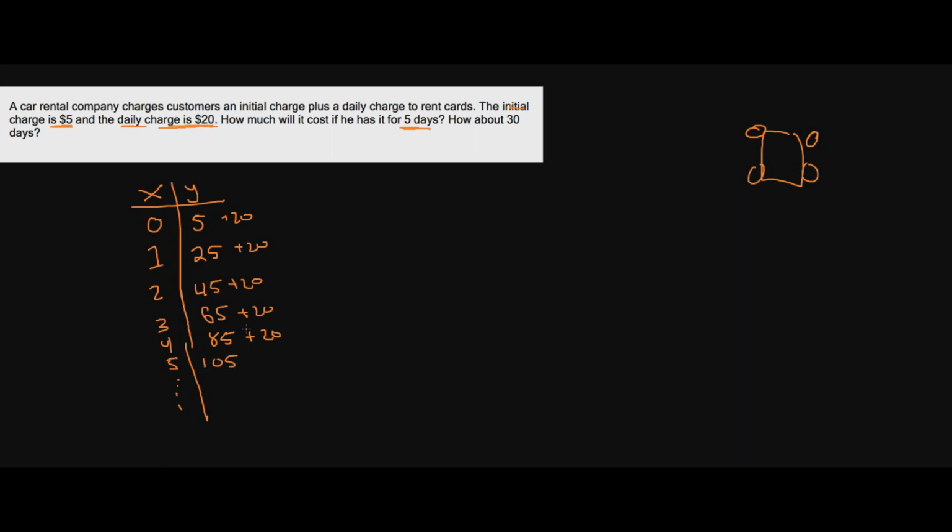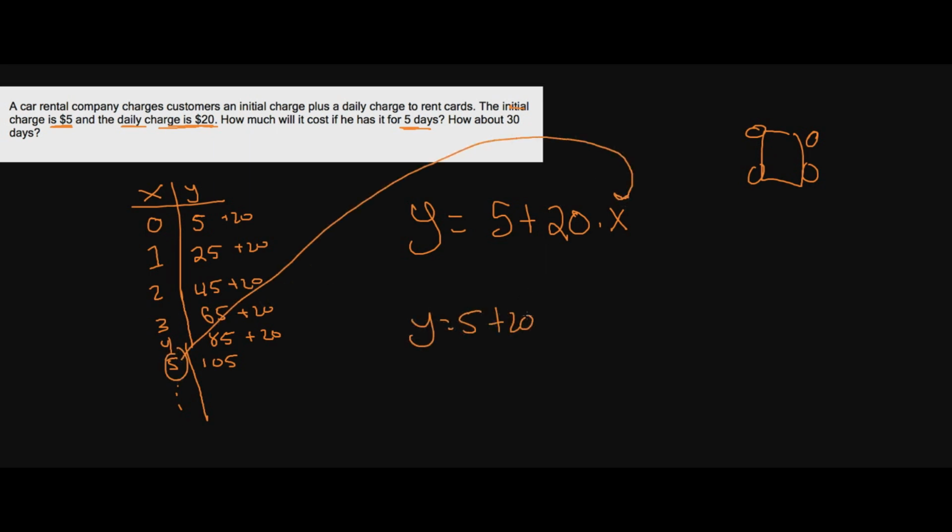Okay, but we can write an equation for this. We'll do y is equal to, how much did it initially charge? Well, $5 plus, and how much are we changing by? Well, the daily charge is 20. So plus 20 times X. And that makes sense, right? Imagine if you take the 5 and plug it into here. Y is equal to 5 plus 20 times 5. 20 times 5 is 100, and we get y is equal to 105.